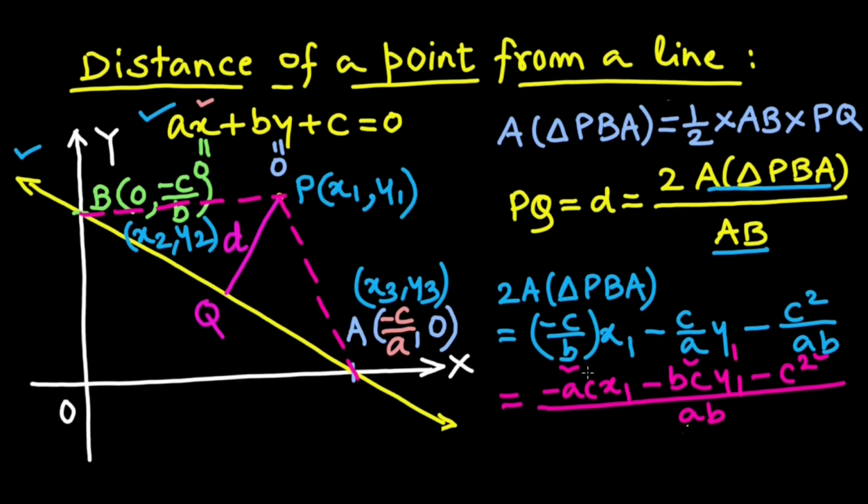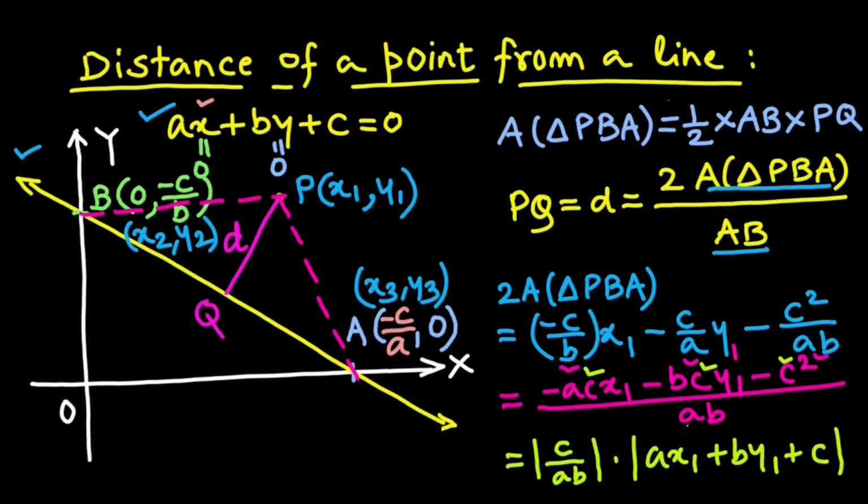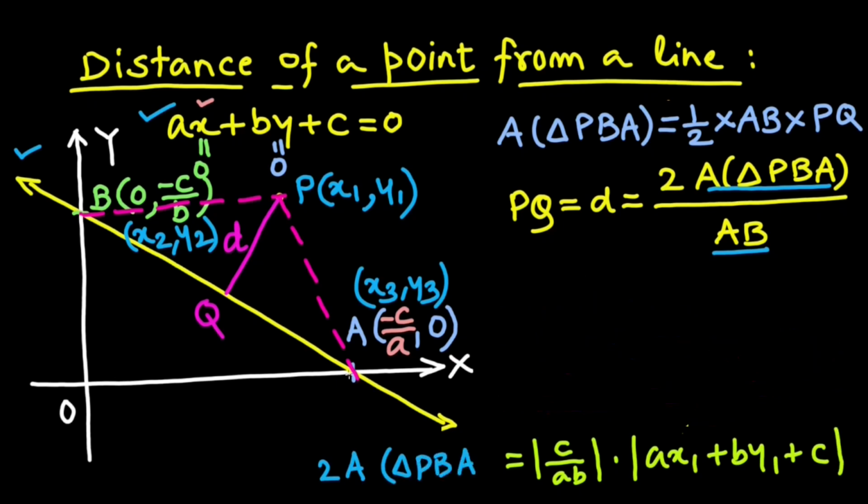So taking c common from the numerator, we will write mod c by ab times mod a x1 plus b y1 plus c. So this will be twice the area of triangle PBA.